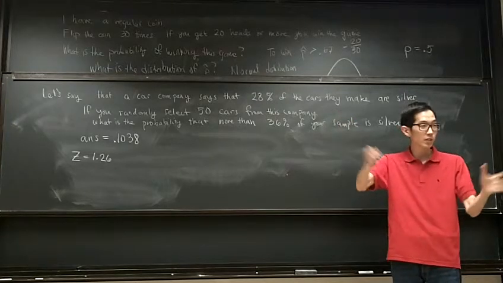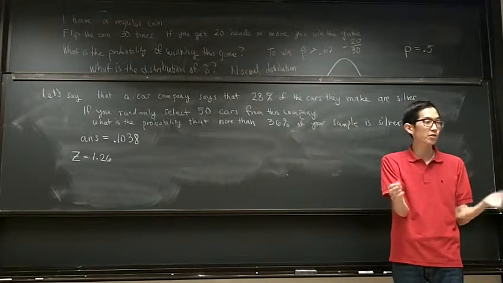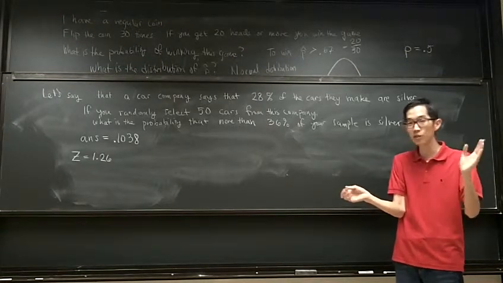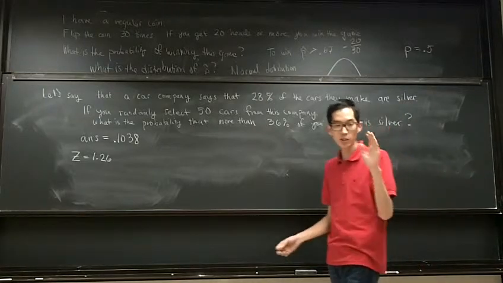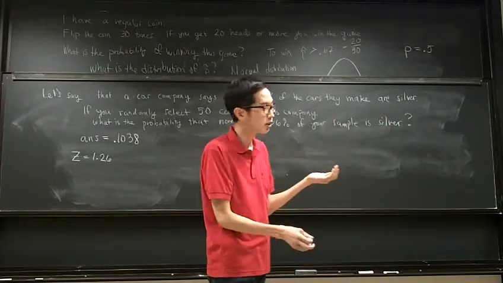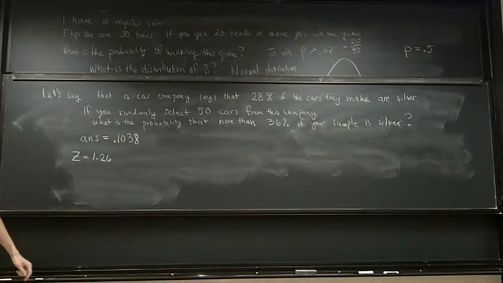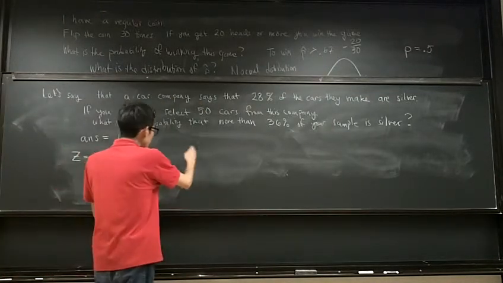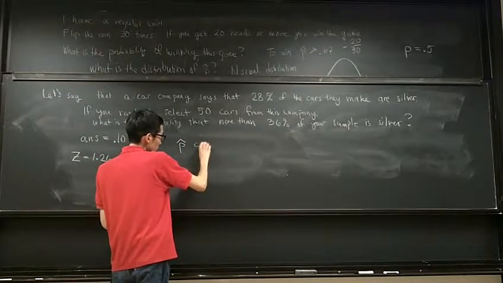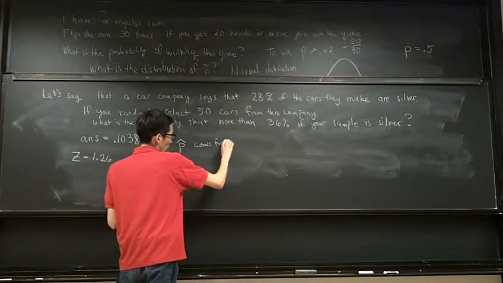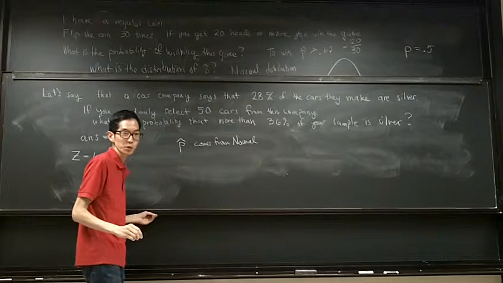We're randomly selecting 50 cars, and we're asking what's the probability that of these 50 cars, at least 36% or more are silver, okay? So we're expecting around 28% to be silver, but sure, we can get more than 28% silver. And so, what is the distribution of p hat? p hat comes from a normal distribution. And what's the mean of this normal distribution going to be?